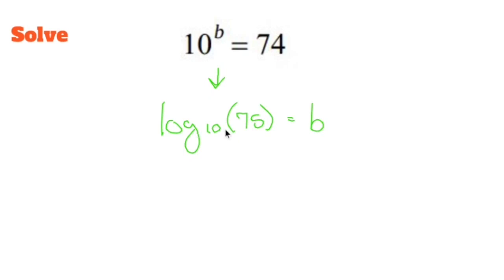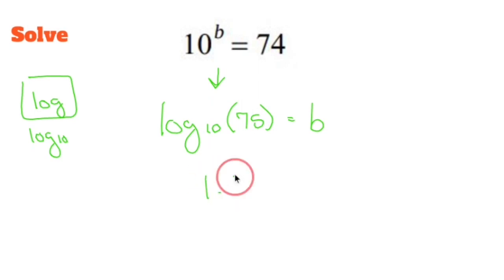Now, any log that you see in a calculator, if you go to a calculator and you see the log button, that automatically means log base 10. So what you do is you go to a calculator, you type out log of 75, and you'll find out that you get 1.869, and more digits after that.